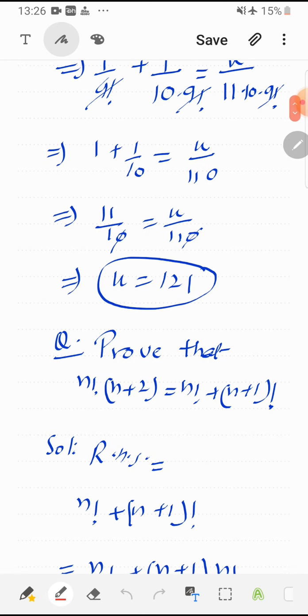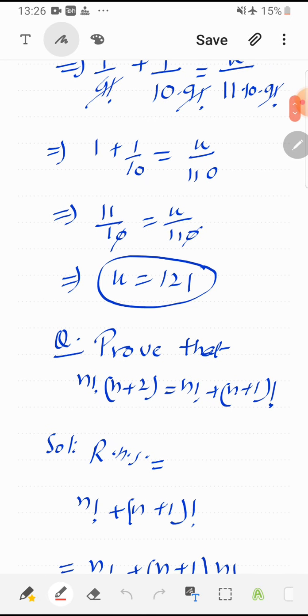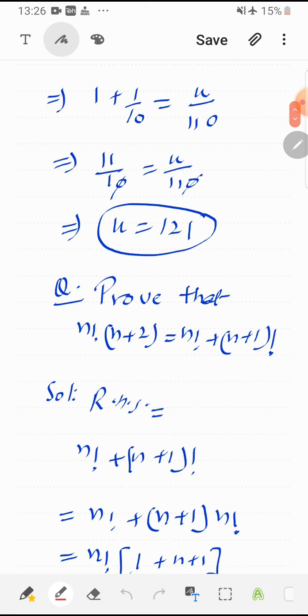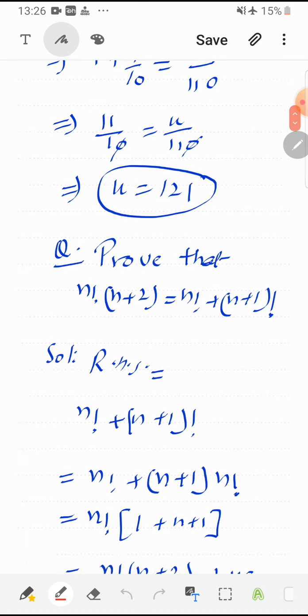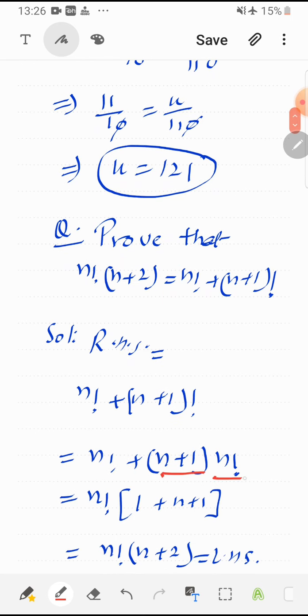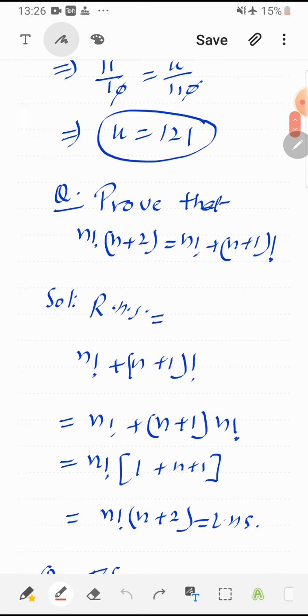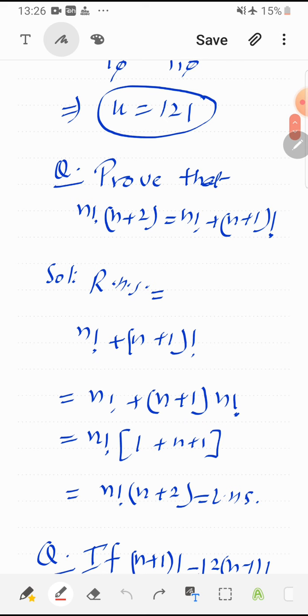Next is prove that n factorial into n plus 2 is equal to n factorial plus n plus 1 whole factorial. We are starting from RHS, so let us expand n plus 1 factorial. This can be written as n plus 1 into n factorial. Now take n factorial common, so in the bracket we are left with n plus 2, which is equal to LHS.